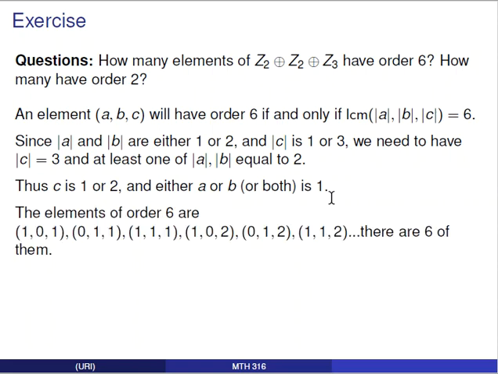So as I start looking at the ways of putting this together, keeping C as 1 or 2, remember, C is our last entry, and having A or B or both be 1, we'll end up with these possibilities. You've got 2 choices for what C is, and you have 3 choices for what's going on in the entries A and B. So there turn out to be 6 elements in the direct product that have order 6.